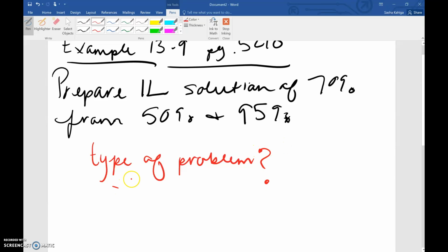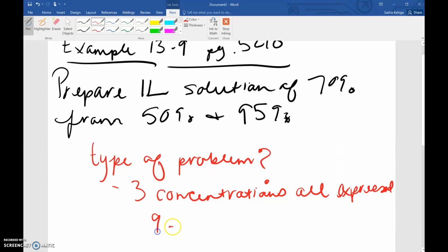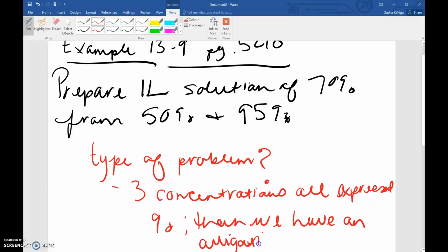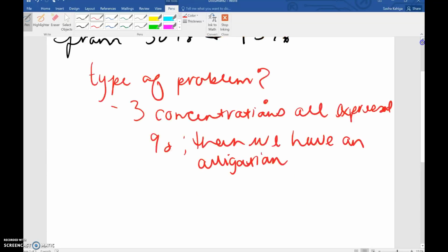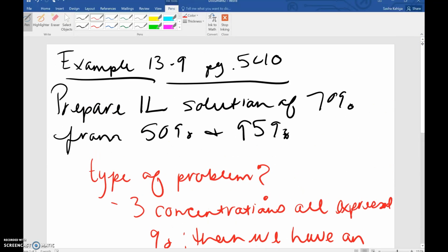Well, since we have 3 concentrations, which are all expressed as percentages, then we have a what? An alligation problem. All right. So this is an alligation problem because we're dealing with 3 percentages. I have a 70%, I have a 50%, and I have a 95%.